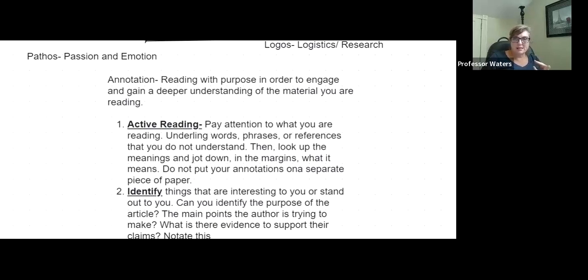Annotation is where I take it a step further. I'm going to print off that article, or if it's in my textbook, because I'm a person who annotates my books, I have a pen in my hand or a highlighter. Typically, I'll have one or the other or both.